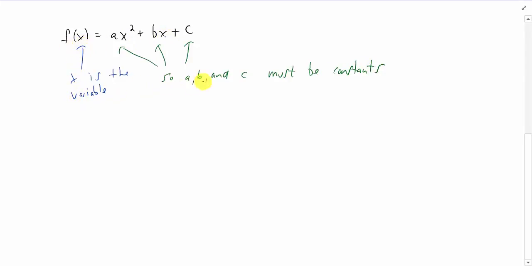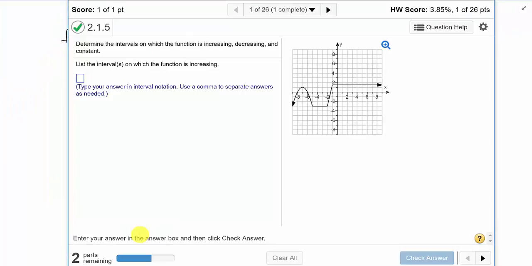So I hope that explanation helps you out a little bit in your understanding of why we write it like this. Now, I would like to take just a couple of minutes to look at one of your homework problems, and I'll show you how to enter your answers here.